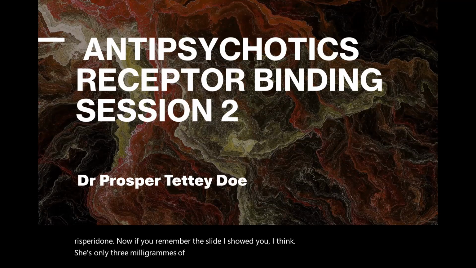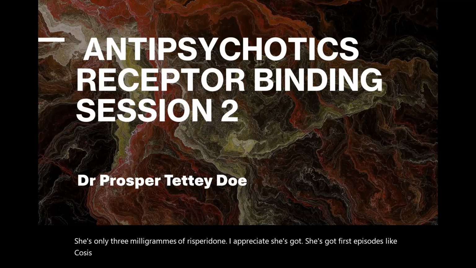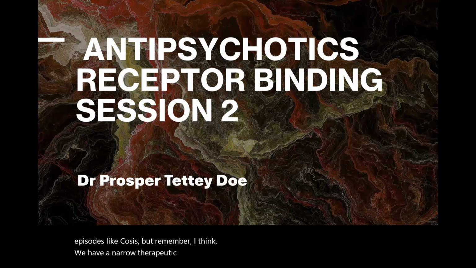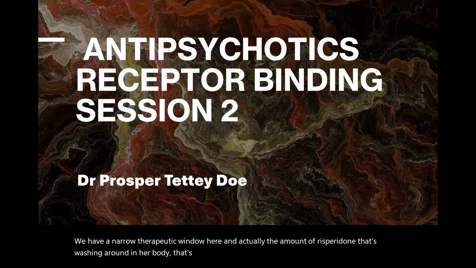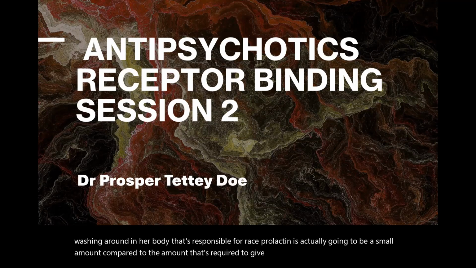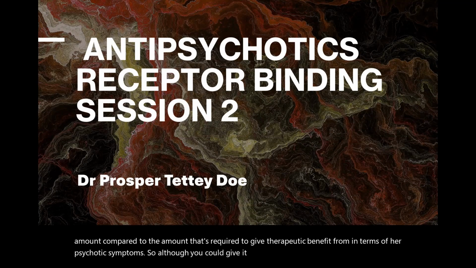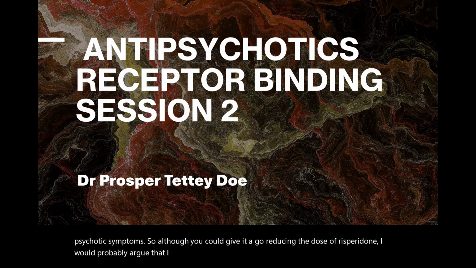I appreciate she's got first episode psychosis. But remember, I think we have a narrow therapeutic window here, and actually the amount of risperidone that's washing around in her body that's responsible for raised prolactin is actually going to be a small amount compared to the amount that's required to give therapeutic benefit in terms of the psychotic symptoms. So although you could give it a go, reducing the dose of risperidone, I would probably argue that that would be lower in my decision algorithm in terms of what I would do.